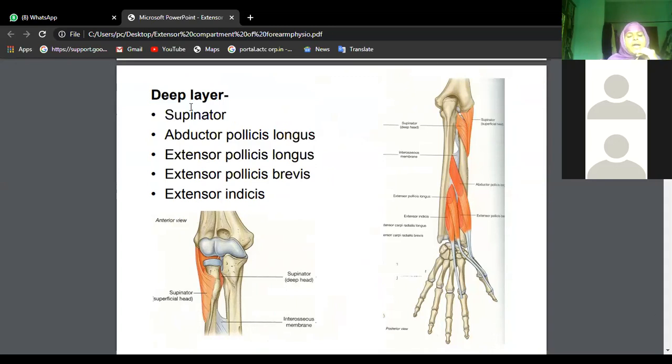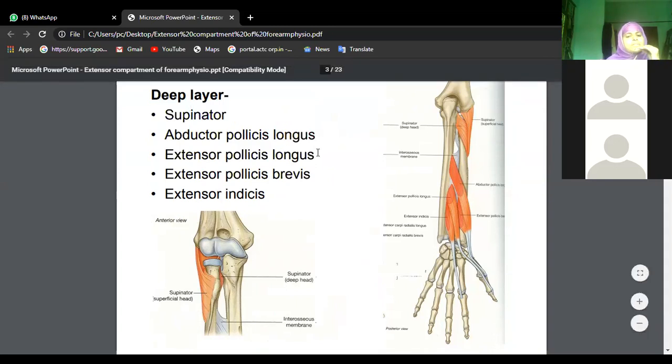Okay, after you reflect the muscles of the superficial compartment, try to recollect what you saw in the dissection hall. Of course, limbs will be kept for your revision. If you move away the muscles of the superficial layer, we will come across the muscles of the deep layer. So what are the various muscles we see?